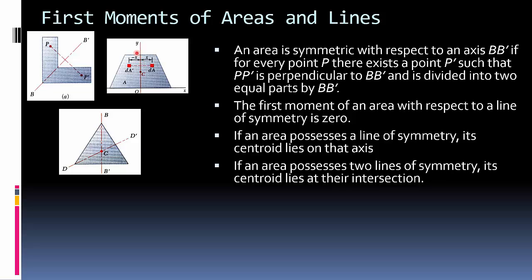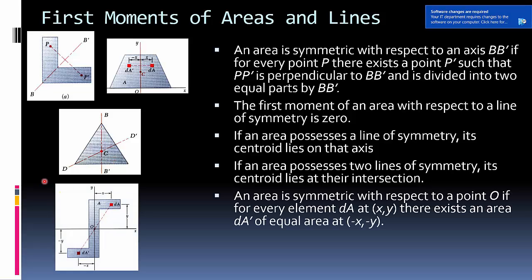So look at this shape right here. It possesses a line of symmetry right here. Well, the centroid of this shape lies somewhere on this axis. You don't know exactly where, but you know it's on this axis. Once you have multiple lines of symmetry, here's a centroid. This is one axis of symmetry. This is another axis of symmetry. For what it's worth, here's another one coming through here. And the centroid is going to lie at their intersection.